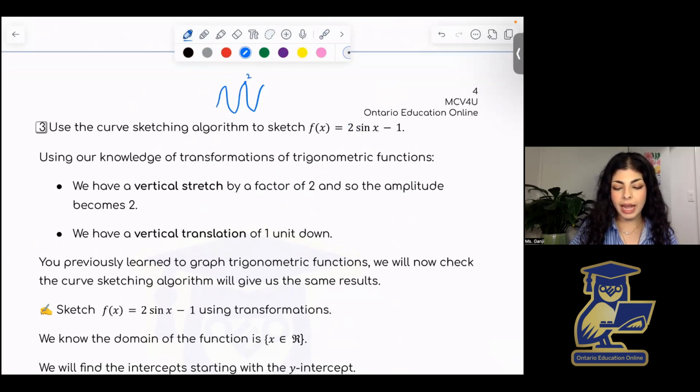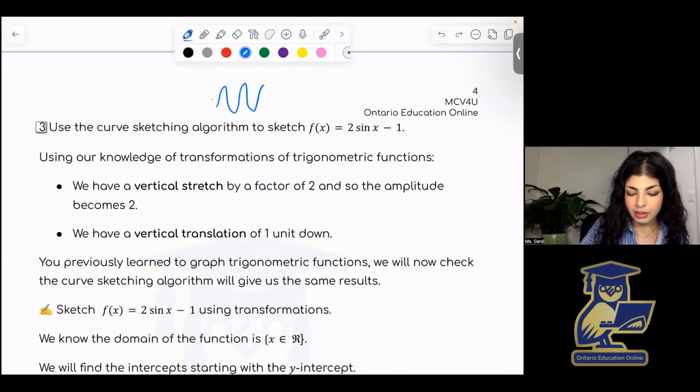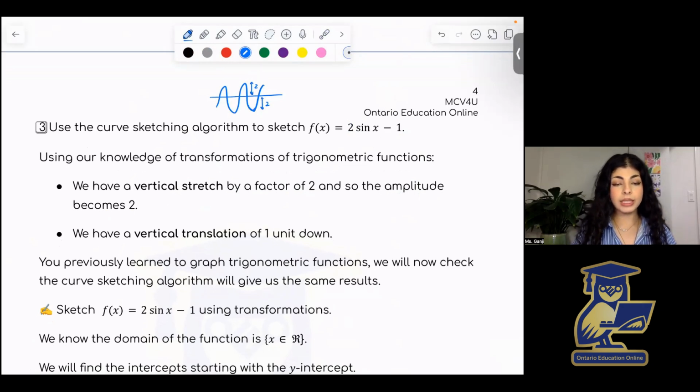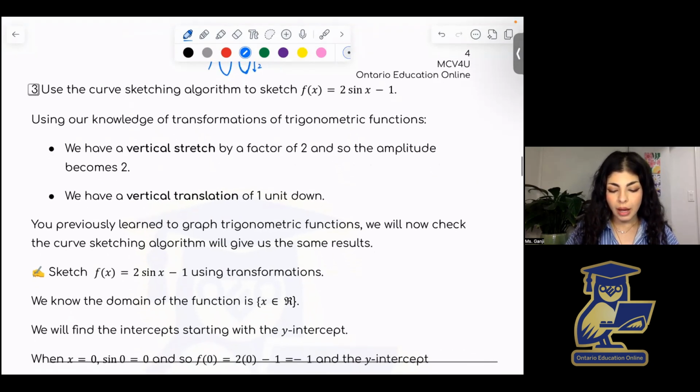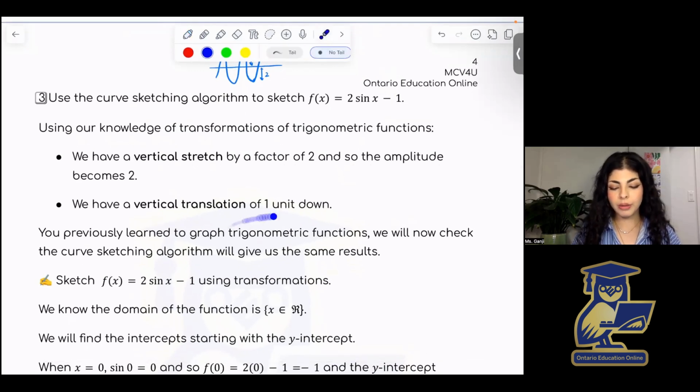But we also have a negative 1. So if this is our middle, this is 2. This is also 2. And the reason I write this is because now with that translation of 1 unit down, this won't actually be at 2. It'll be at 1 because we have translated 1 down. So now use what you know about graphing trigonometric functions using transformations and have that graph. And then we're going to graph using the curve sketching algorithm, and then you're going to compare your two graphs.